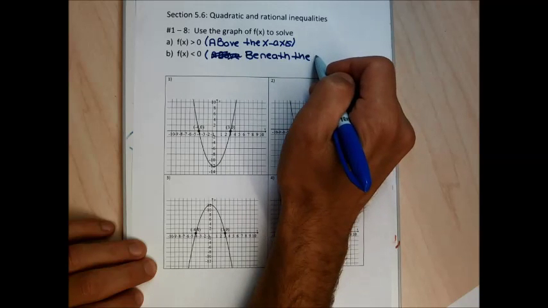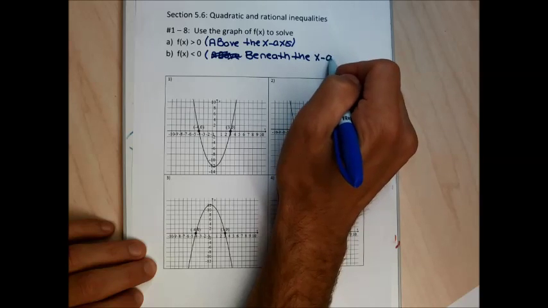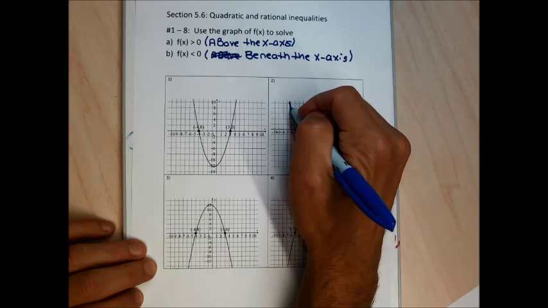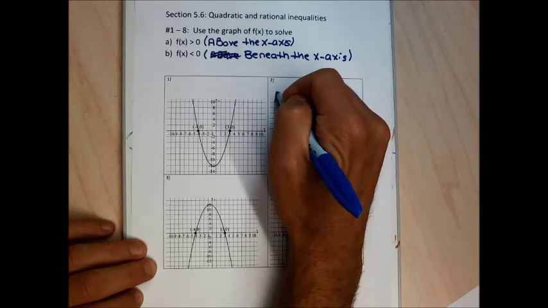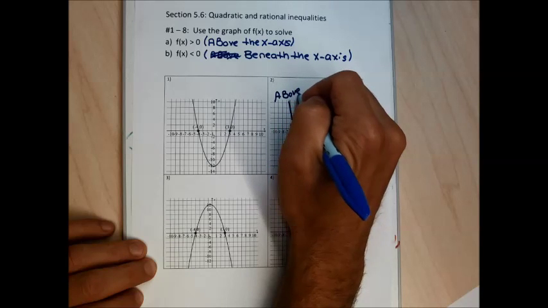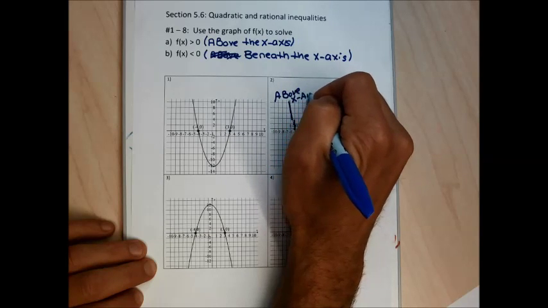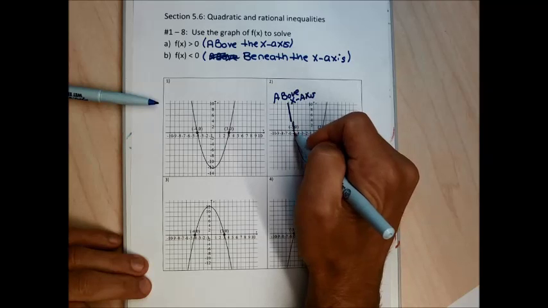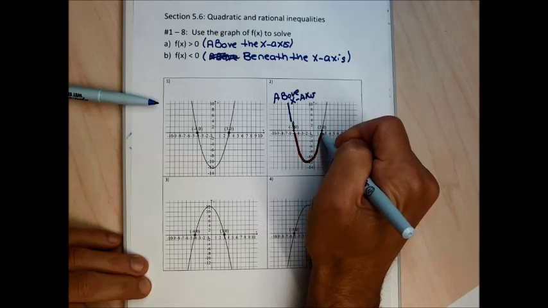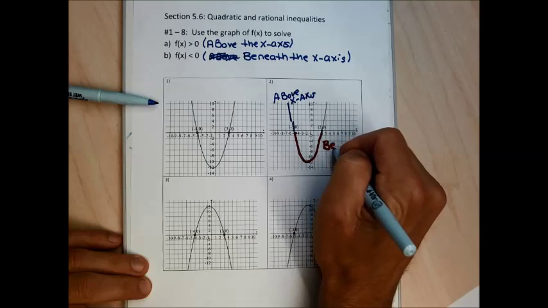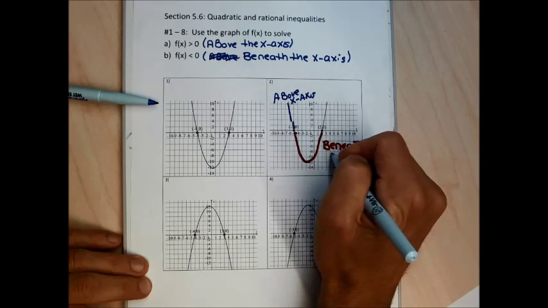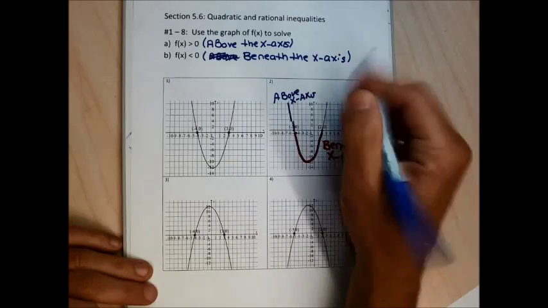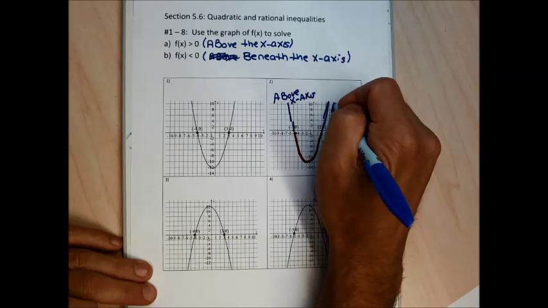And this should be pretty easy to do, because if you look at a graph like in problem 2, this portion of the graph is above the x-axis, anything to the left of that x-intercept. And this portion of the graph is beneath the x-axis. And this portion of the graph, again, is above the x-axis.